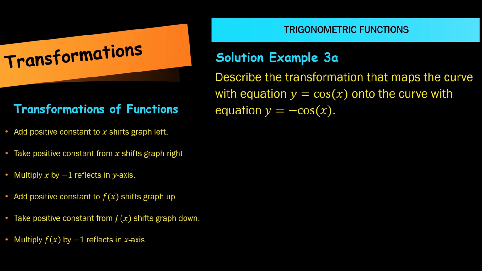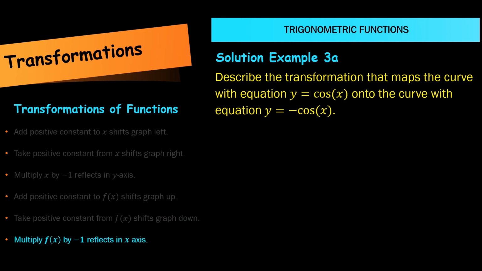So for example 3a, we are required to describe the transformation that maps the curve with equation y equals cos x onto the curve with the equation y equals minus cos x. If we look at the list of transformations that we have on our screen, in this situation we've multiplied the function by minus 1. So this is going to reflect in the x-axis, as shown.